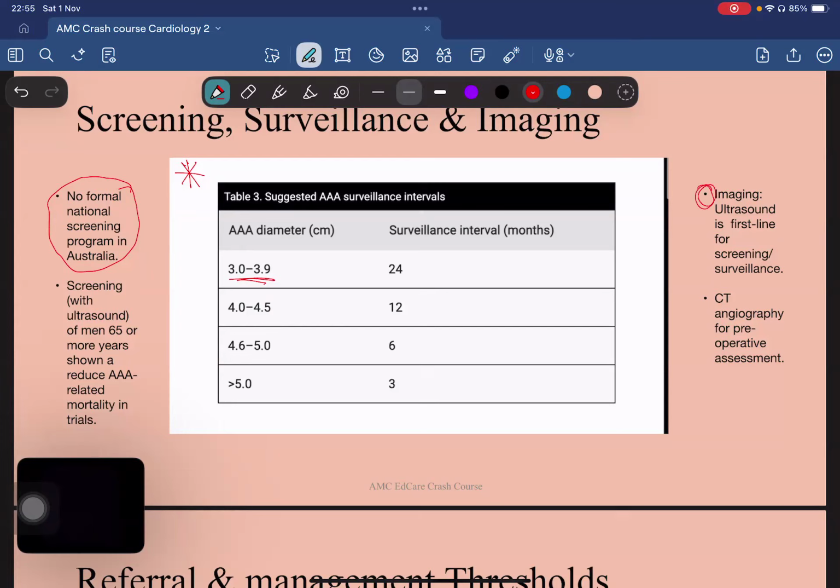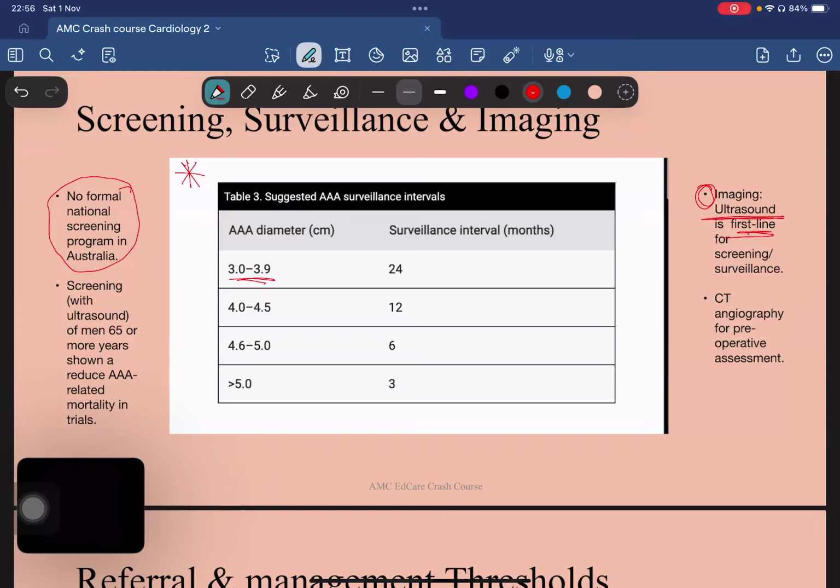Imaging. Ultrasound is the first line for screening when it comes to abdominal aortic aneurysm. I think I mentioned it in the previous lecture as well, that it is very, very important for us to know in AMC about this first line, gold standard, next step, best step. Those words are the ones that are literally fooling around with us. So be very mindful what they're asking. If they're asking what is the first line, these are words straight out of the guidelines. So be very mindful. Imaging, ultrasound is the first line for screening.